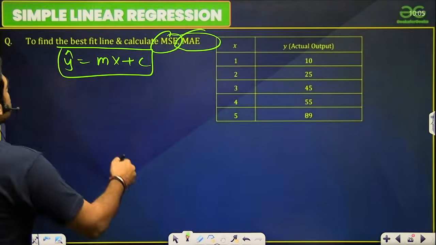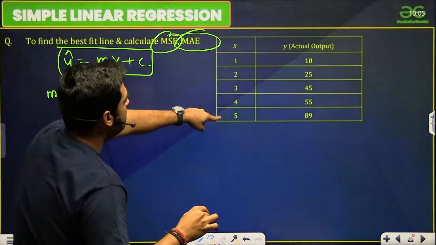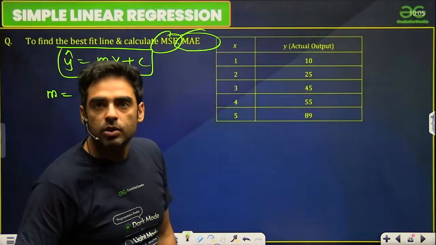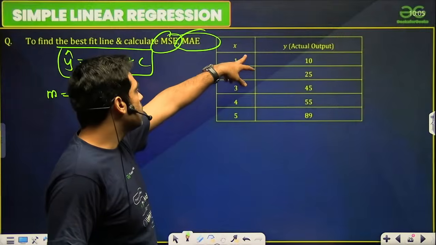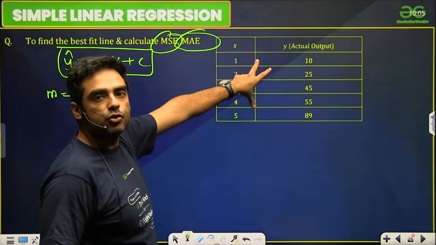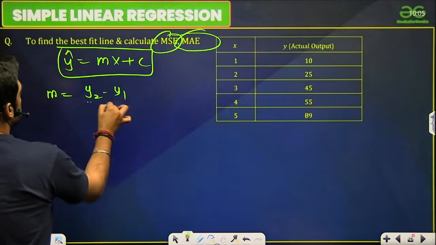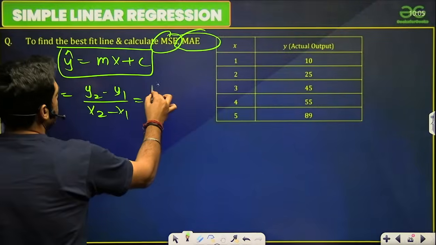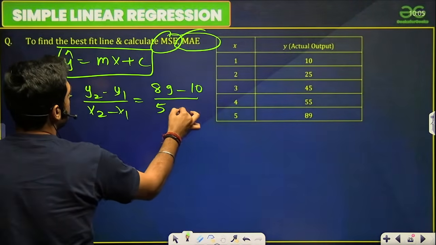ठीक है, अच्छा, अब यहां पर how to solve m, तो आपको slope निकालना है, तो always start with the last and the first point. Okay, so remember this as the rule. तो आपको last और first point से ही slope निकालना है. Okay, तो that would be y2 minus y1 upon x2 minus x1. ठीक है, तो it would be 89 minus 10 upon 5 minus 1.